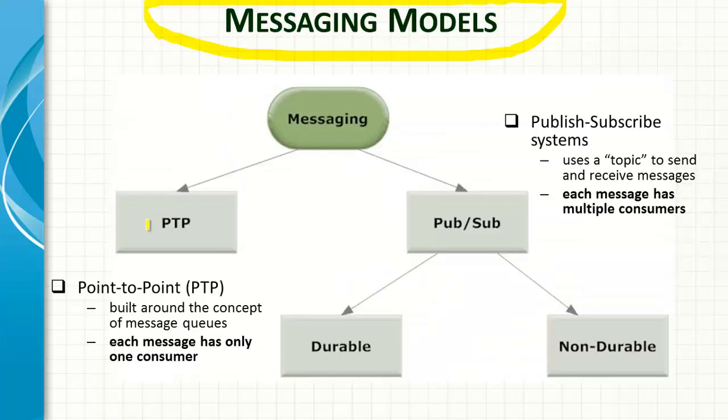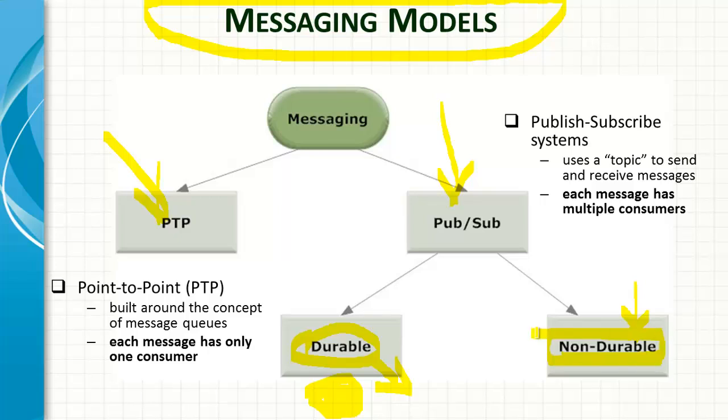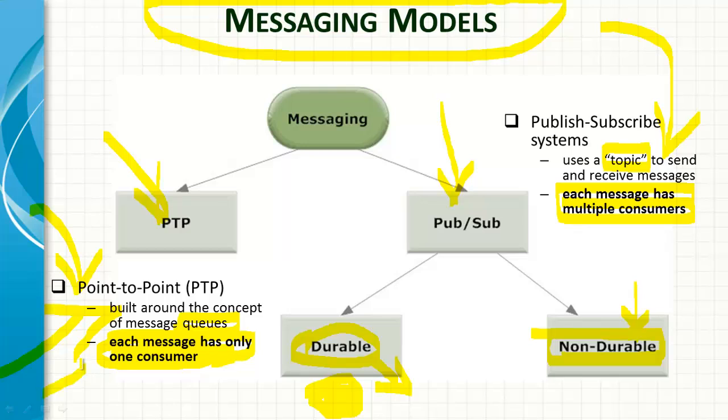There are two types of JMS models, point-to-point and publish-subscribe. In publish-subscribe there are two types further: durable, persistent, and non-persistent, non-durable. For durability you need to have a database in between to save all the publish-subscribe messages. In non-durable, it can directly be delivered to whoever is available in the system. Point-to-point is built around queues based on the principle of first in, first out. Whoever is first in the queue will get the service first, whoever is last will get the service last. Each message has only one consumer, and in publish-subscribe each message has multiple consumers.